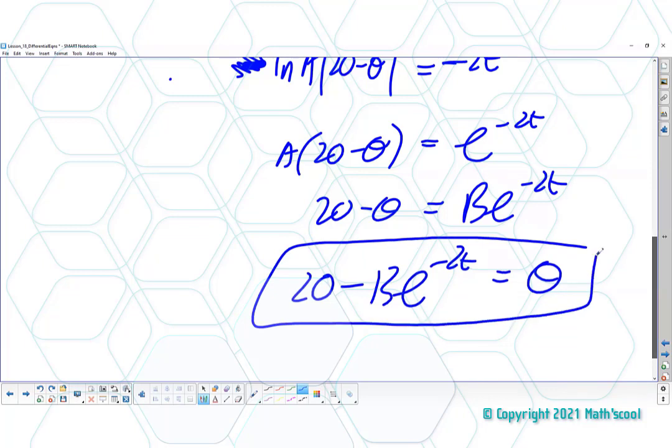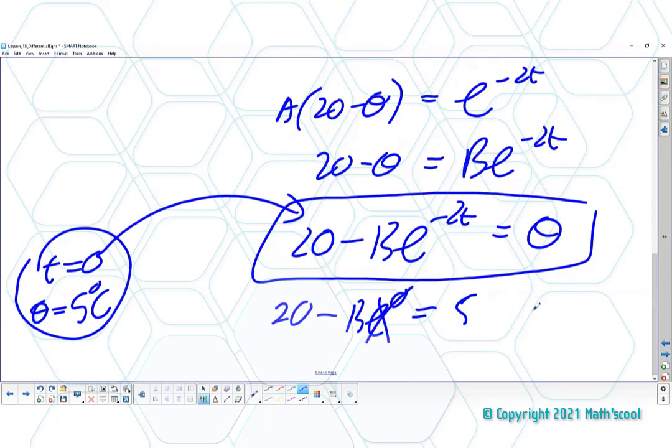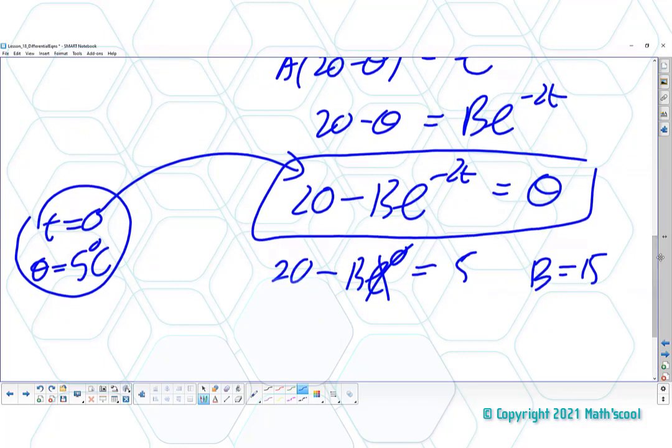Slam in the extra bit of information. At t equals 0, our Coke is at a drinkable 5 degrees C. 20 minus b e to the 0 equals 5. e to the 0 is 1, so b is 15. And so that gives us theta equals 20 minus 15 e to the minus 2t.